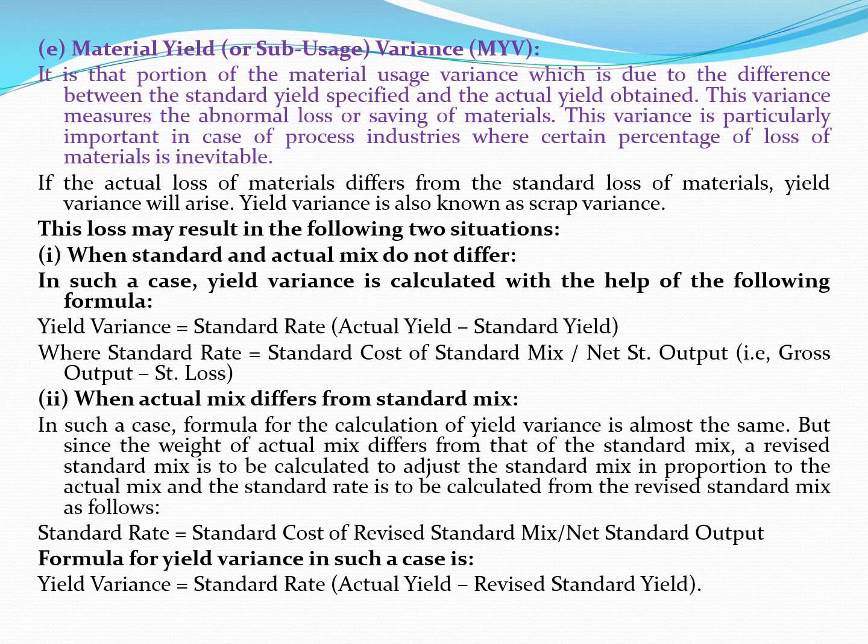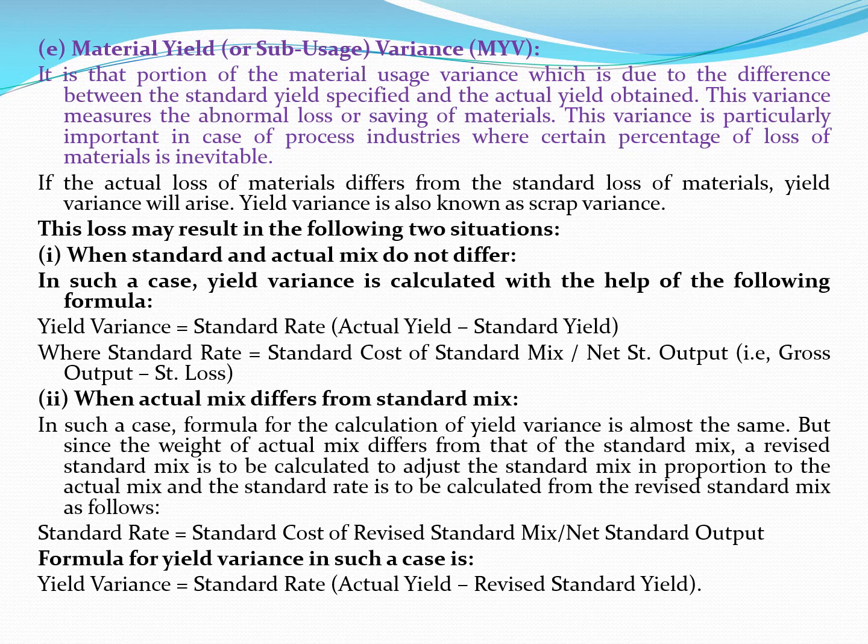So, due to abnormal losses, the material yield variance arises. If abnormal loss control is high, the yield or output will be more. If the control is very poor, then losses will be more. What is material yield variance? It is that portion of the material usage variance which is due to the difference between the standard yield specified and the actual yield obtained. This variance measures the abnormal loss or saving of materials.